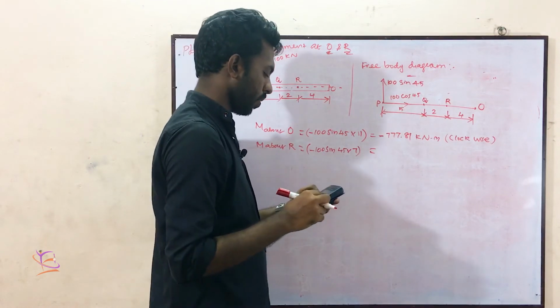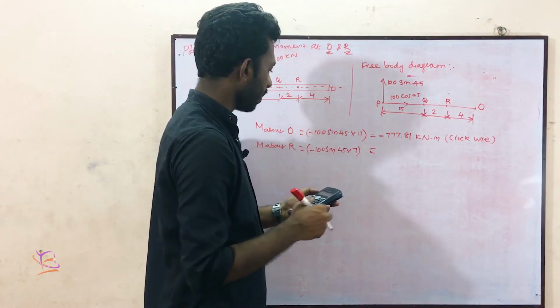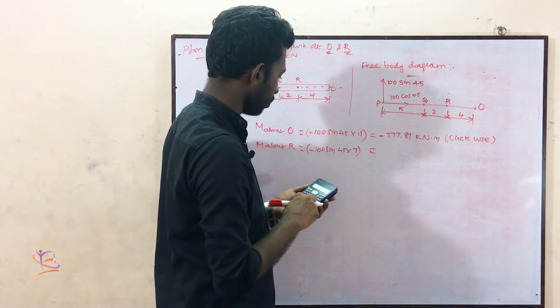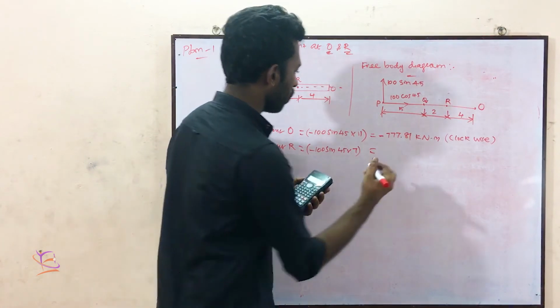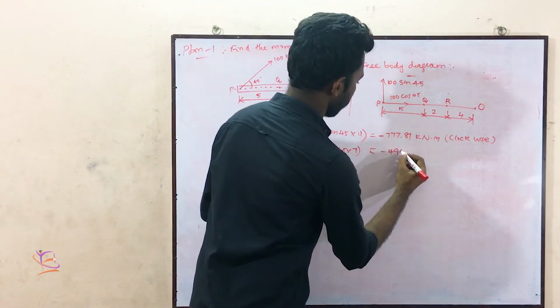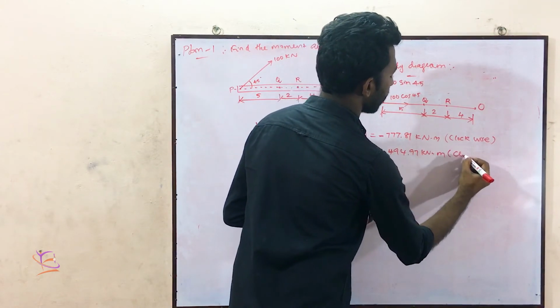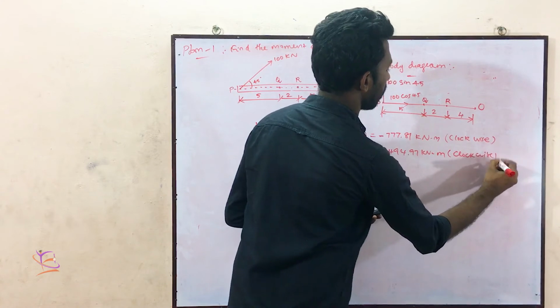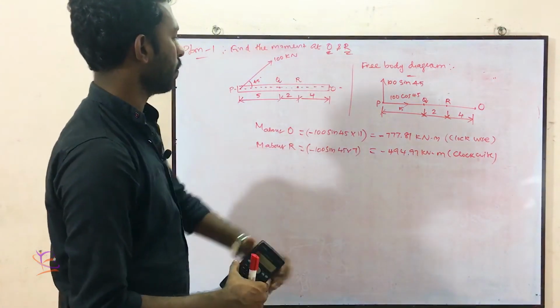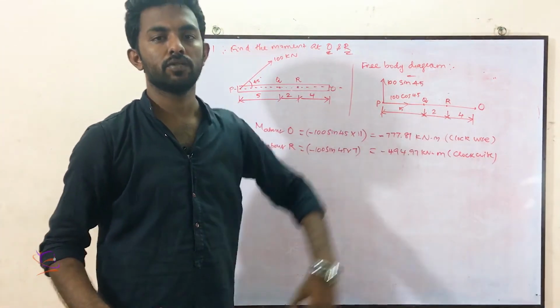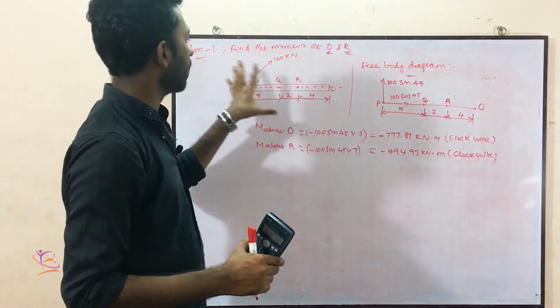So the answer will be 100 sin 45 into 7, which is minus 494.97 kilonewton meter. Again, this is also clockwise, because negative means clockwise. This is a very basic thing.